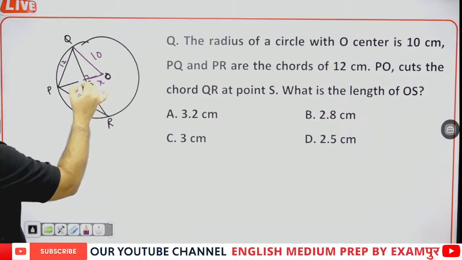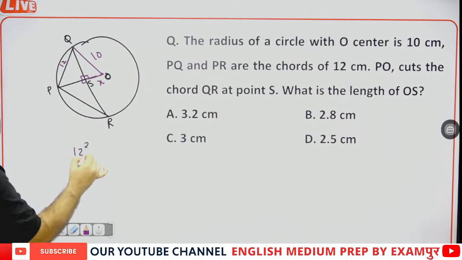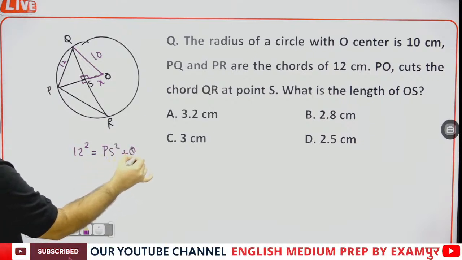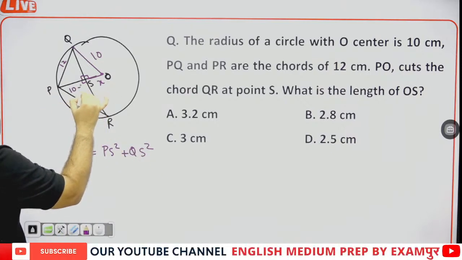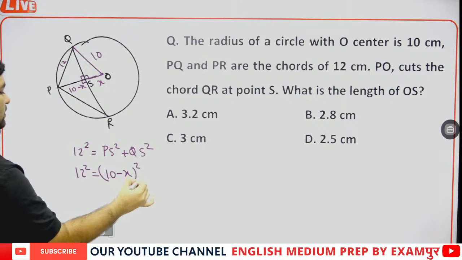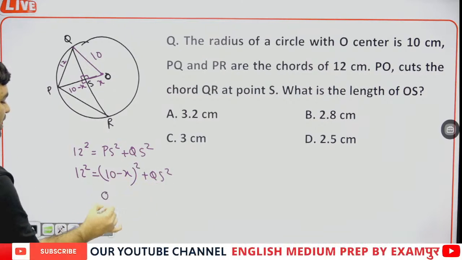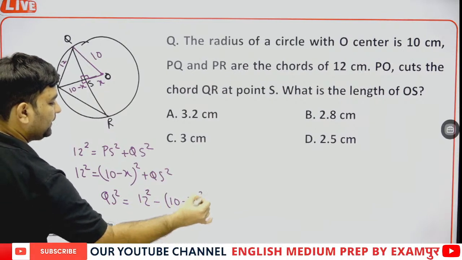from center chord it is 90. So 12 ka square is equal to PS का स्क्वायर plus QS का स्क्वायर, and PS is 10 minus x. So QS square is coming 12 का square minus 10 minus x का whole square.